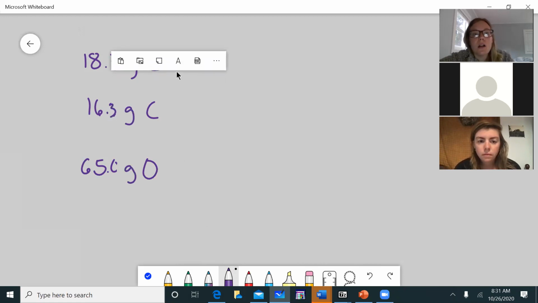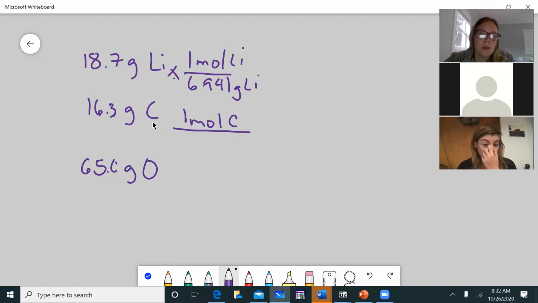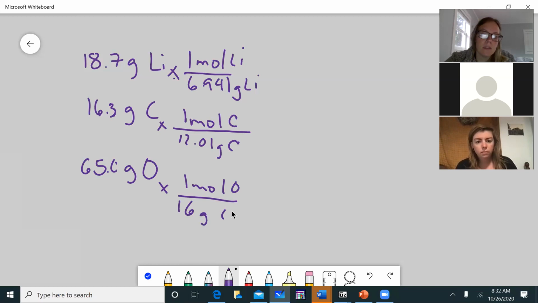So we've got our percentages. First thing I'm going to do is say, hey, I've got a 100-gram sample. I can ditch the percentages and I can say that those are in fact grams. We need to convert these all into moles. So 1 mole of lithium is 6.941 grams. 1 mole of carbon is 12.01 grams, and then oxygen is 16 grams.